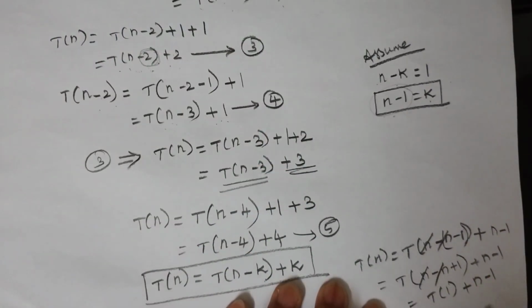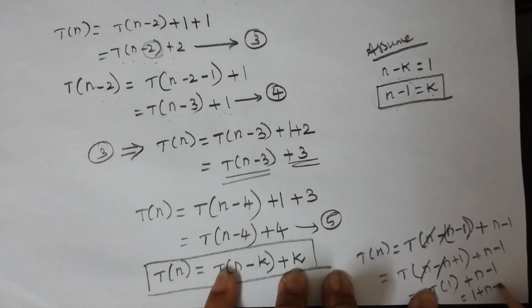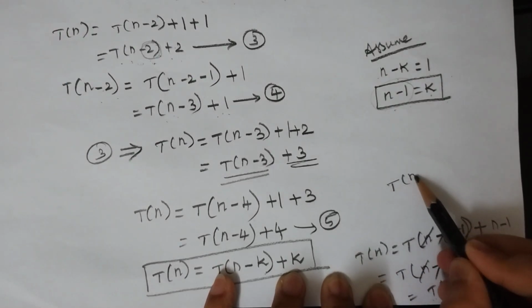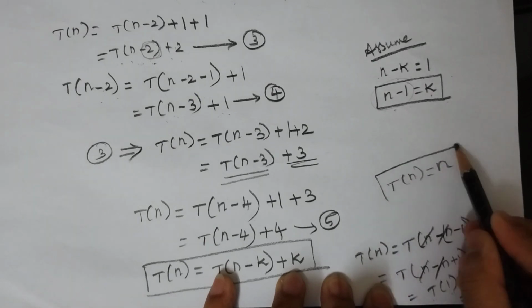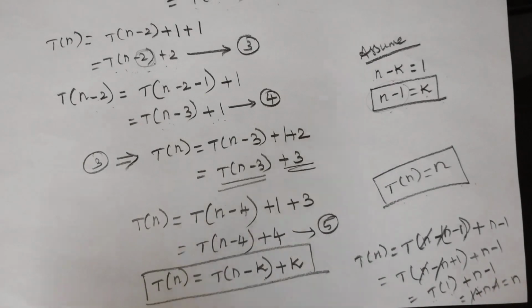We already know the condition in the recurrence relation that if n is less than or equal to 1, it will return 1. So we are taking that condition here. For T(1), we simply assign the value 1, plus n-1. Then finally we will get the value n. So in backward substitution we derived that T(n) is equal to n, and in forward substitution also we derived T(n) is equal to n. So this is how forward and backward substitution works for a recursive algorithm.